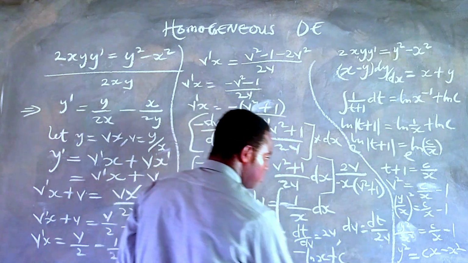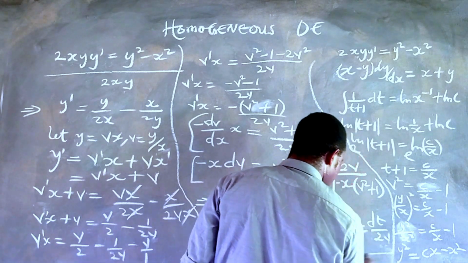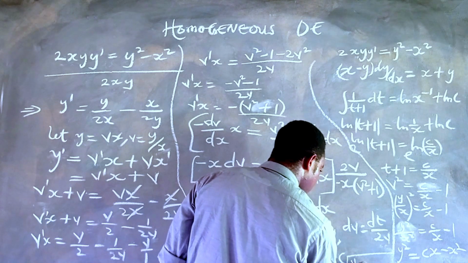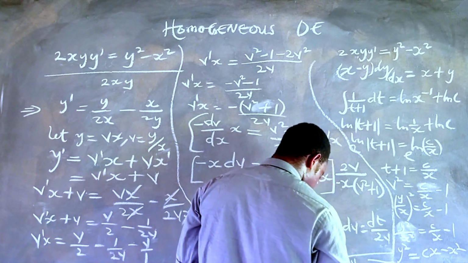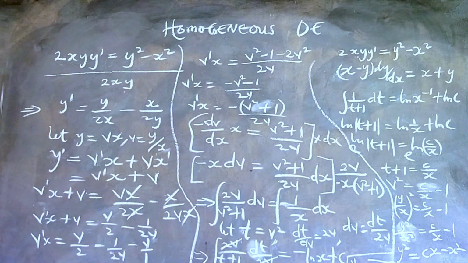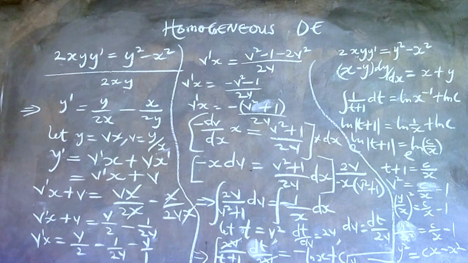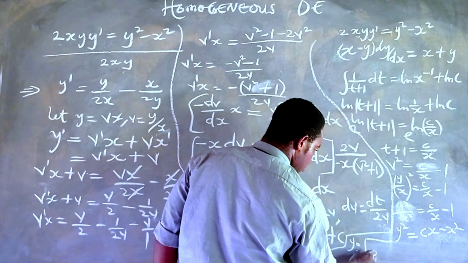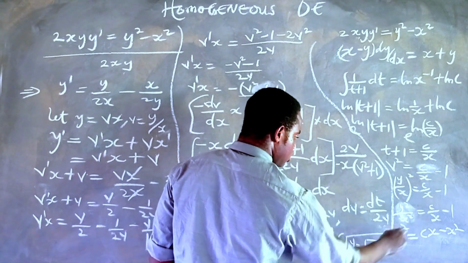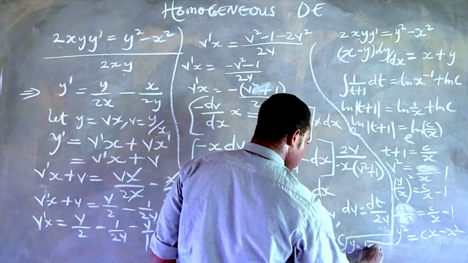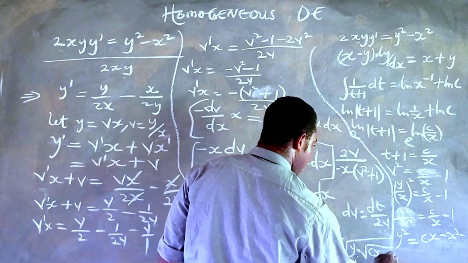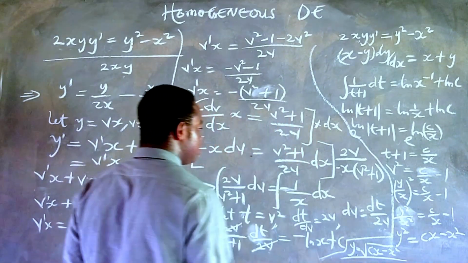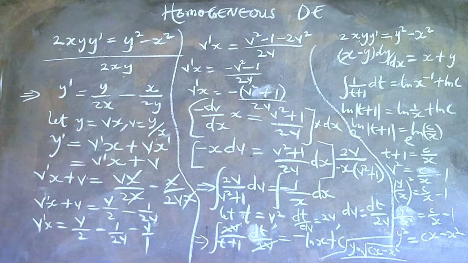Let me look for a place to write the final answer, because we only have one more line to write now. Let's move the camera. At this point, we simply take the square root of both sides, right? So we have y is equal to the square root of cx minus x squared. And that is the general solution to the differential equation.